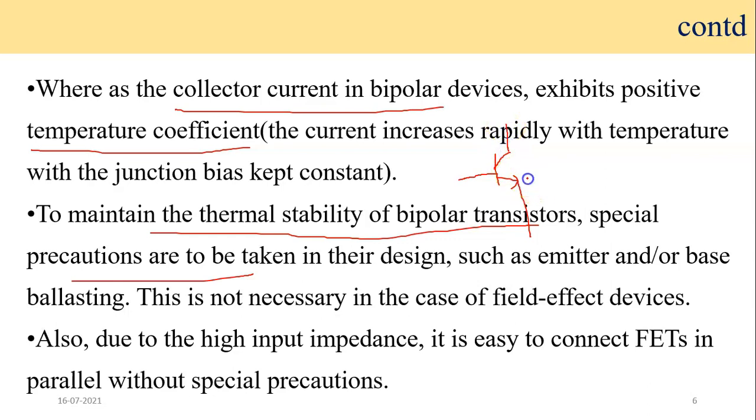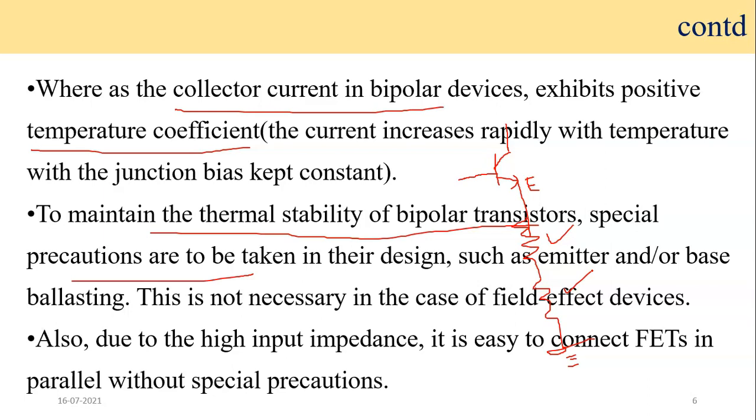Assume that this is your emitter. What do you mean by ballasting? They connect some suitable resistors so that these resistors will maintain the current through the transistors constant. The emitter current remains constant so that it will not be heated up. That is, more amount of power is not dissipated.